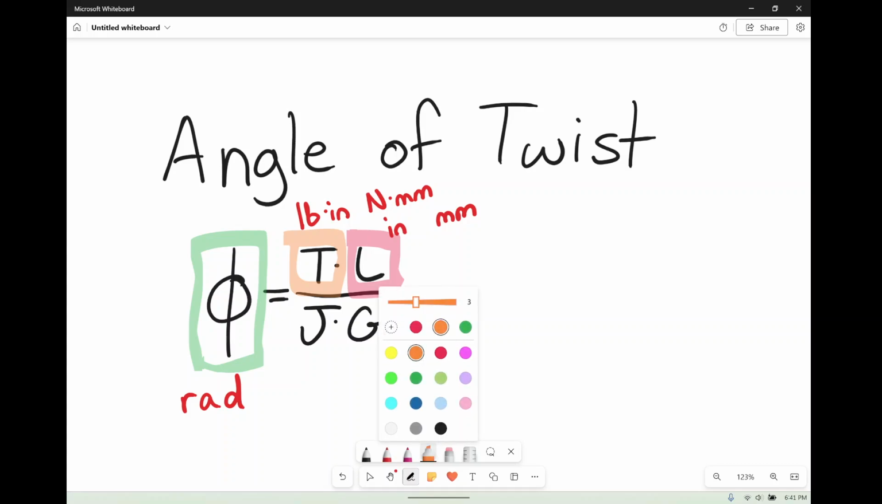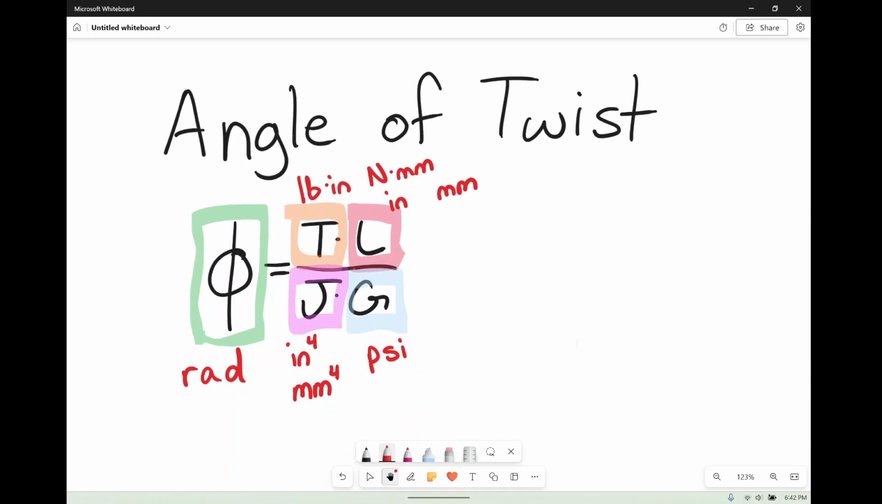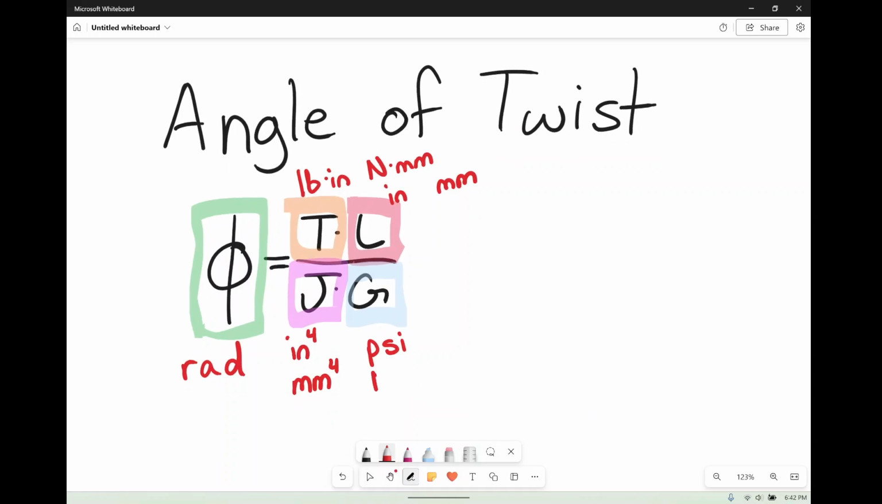Now we've already seen J and we've already seen G before. J is the polar moment of inertia. That's going to be in inches to the fourth or millimeters to the fourth. And G is going to be the modulus of rigidity, which is either going to be in KSI, but we don't really want to do kips if the upstairs is in pounds, so we'll say PSI, it's a pressure, or currently our units are Newton per millimeter squared, and this is a megapascal.